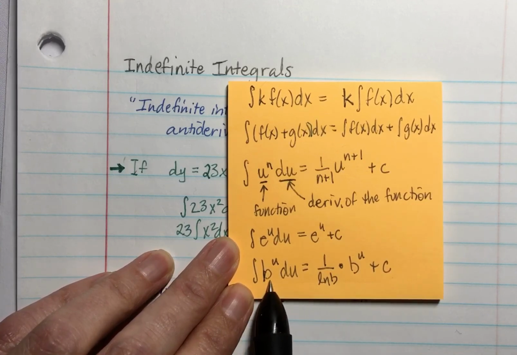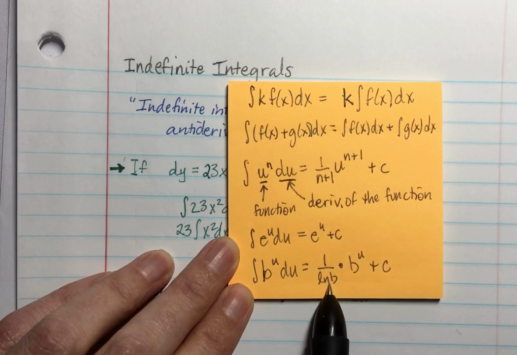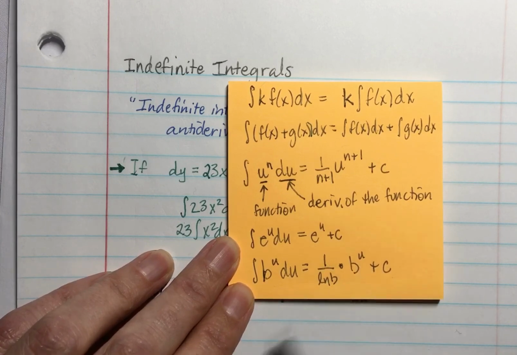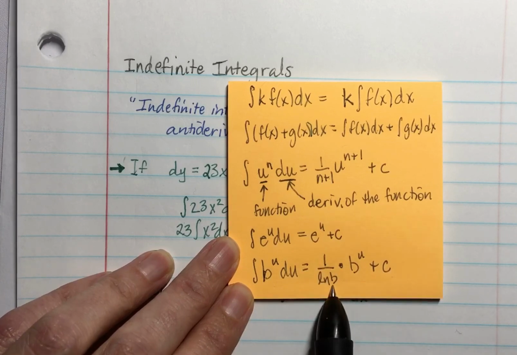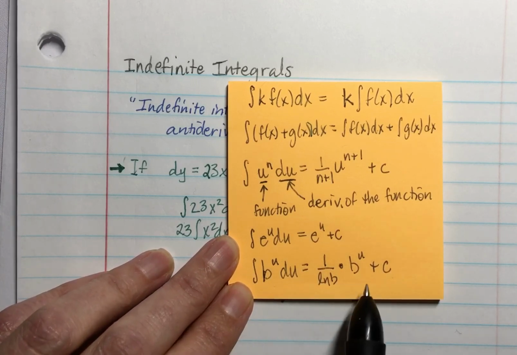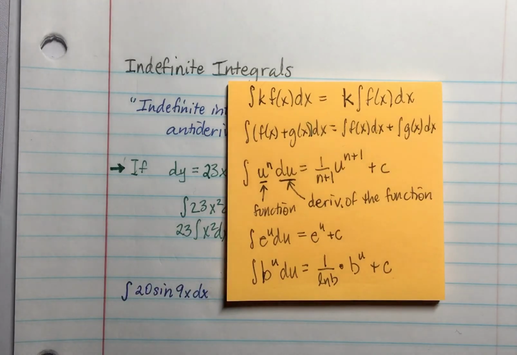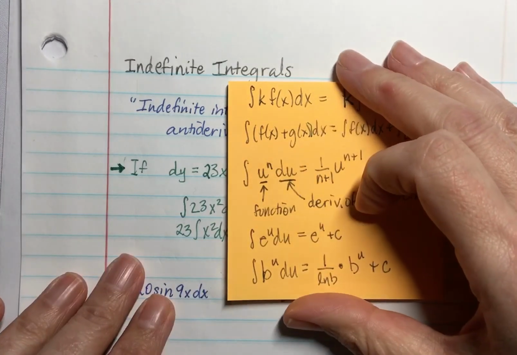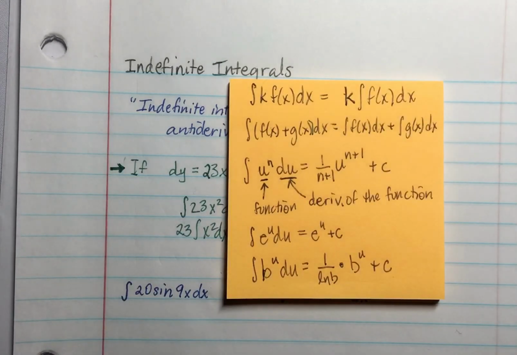So if you have b to the u, something like 3 to the x, the integral of b to the u du is 1 over natural log b times b to the u, because if you derive b to the u, you'd get b to the u natural log b. So we're going to divide by natural log b, reversing the chain rule. These you'll probably want to have jotted down on your assignment just because it's handy to have them nearby. Having the list nearby is your friend.